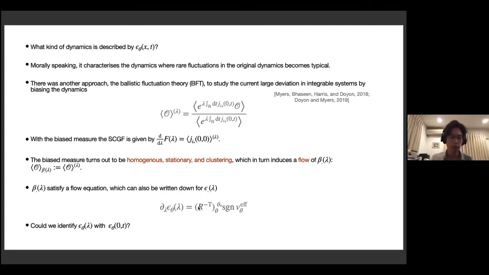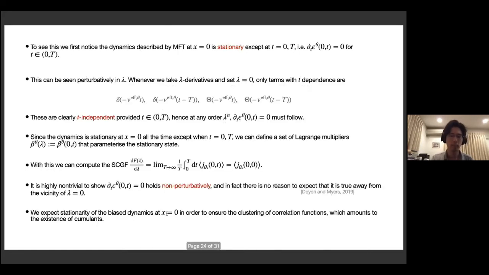Now the question is, could we identify epsilon lambda with this epsilon 0 and t, which is coming from MFT? And why do I ask this question? Because they behave in pretty much a similar way. To see this, we first notice that the dynamics described by MFT at x equals 0 is stationary, except at these two boundary points. And you can see this perturbatively in lambda.